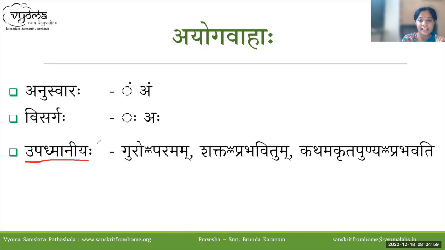Now, upadhmaniyaha is represented by this, if you see this sort of a tree, I mean sleeping tree, if I may call it that way. You see the inverted one and the other sleeping tree below that. Let me draw it and show you. This is how an upadhmaniya is represented. Now, in many textbooks, you will not see it this way. They will just show you by a visarga.